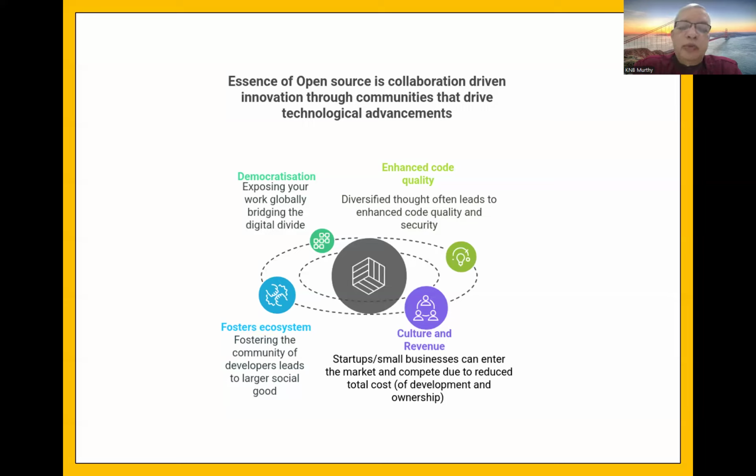The culture and revenue. Even the small setup businesses can also enter the market and use the open source software because it's freely available. The last one, it fosters ecosystem. Fostering a community of developers leads to a larger social good. Therefore, this is the essence of OSS.